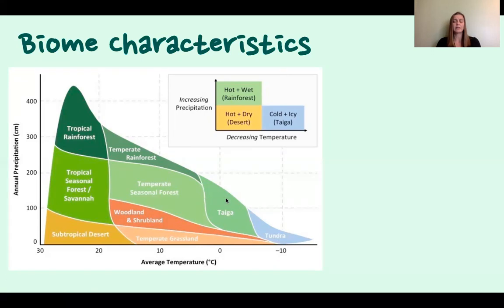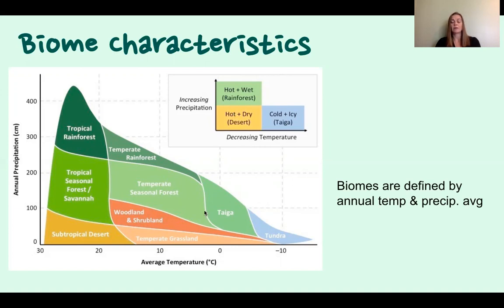So we can look at these as being kind of on a continuum from a hot and wet, that is a rainforest, to hot and dry, which is a desert, to cold and dry, which is tundra, or cold and icy, which would give us taiga. So rather than asking you guys to memorize each of these biomes, I want you to think about their annual temperatures and their annual precipitation. So tropical rainforest, lots of rain, very high temperatures.